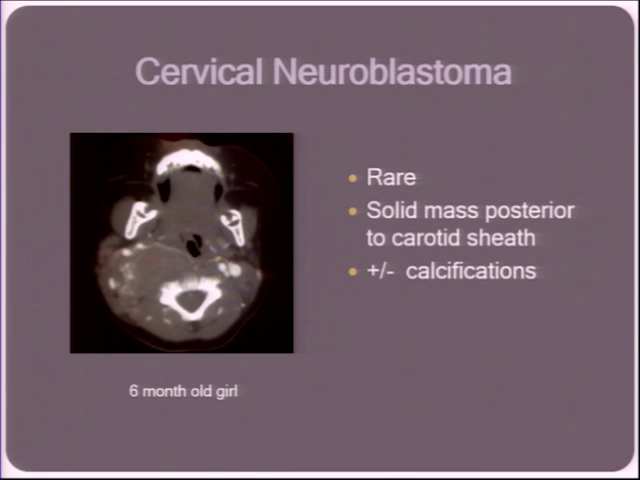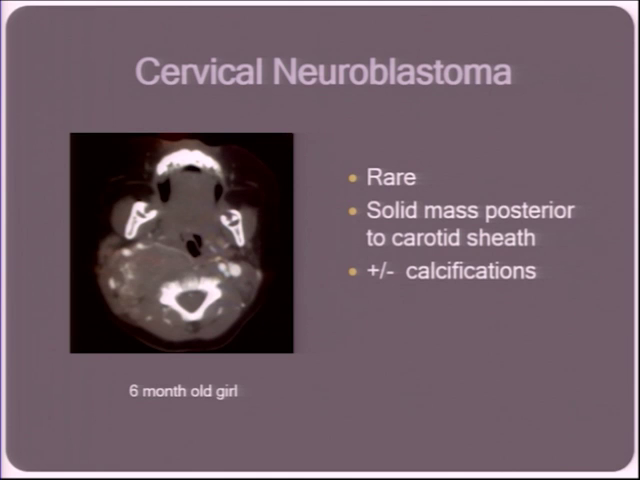Neuroblastoma is unusual to be primarily seen in the neck. It most commonly arises in the retroperitoneum or the adrenal gland. It can occur, though, anywhere along that sympathetic chain from the neck to the pelvis. And in the neck, that sympathetic chain is just outside of the carotid sheath, posteriorly and medial to those vessels. So that's where you'll see these tumors.